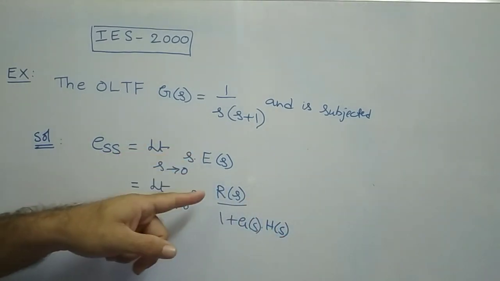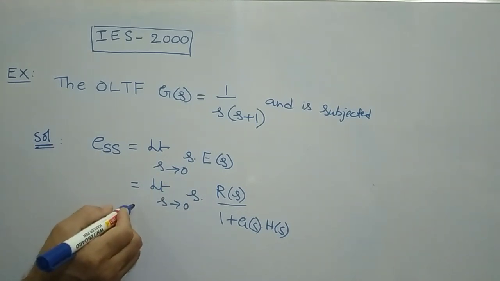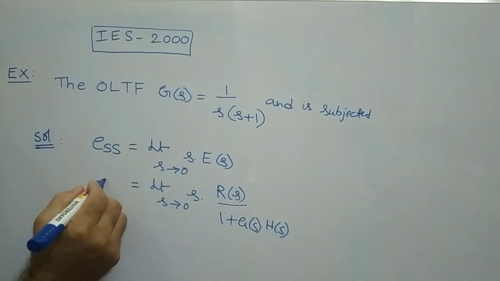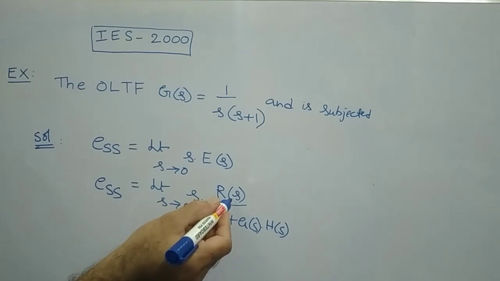E of s is equal to R of s by 1 plus G of s into H of s. Just refer to our previous presentation, there you will get it in detail. This is what your E of s is. Then, what is your R of s? R of s is nothing but the input.